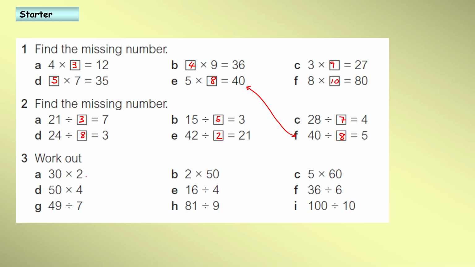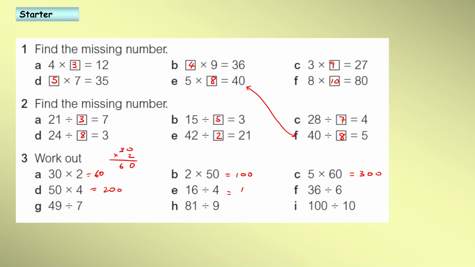And section 3, we just got to work out. Okay. If you can't do this in your head, then remember, set it up as a column. 2 times 0 is 0 and 2 times 3 is 6. So that's equal to 60. Double 50, we get 100. 5 times 60, you can do 5 times 6, which is 30. And there's an extra 0 there, so 300. Same thing, 5 times 4 is 20. But don't forget the 0 there, 200.